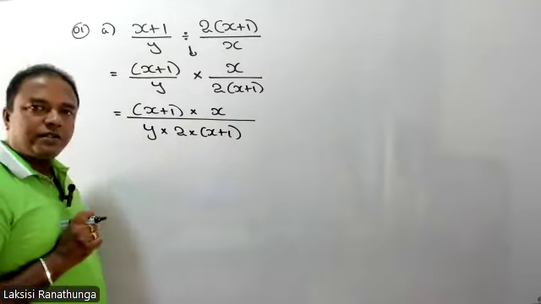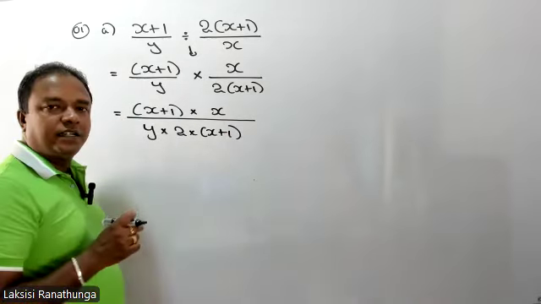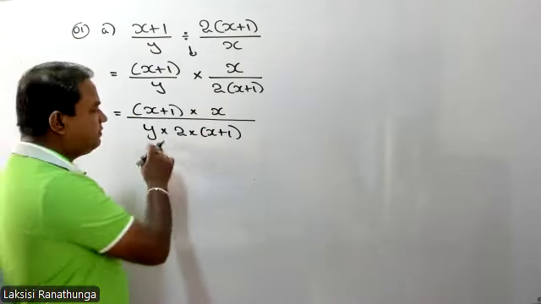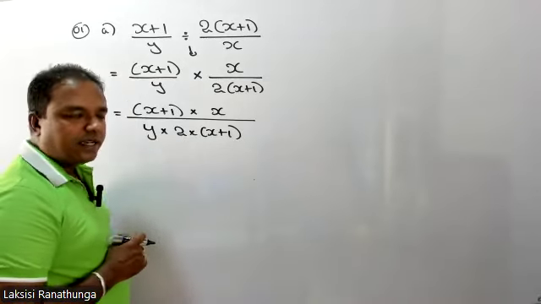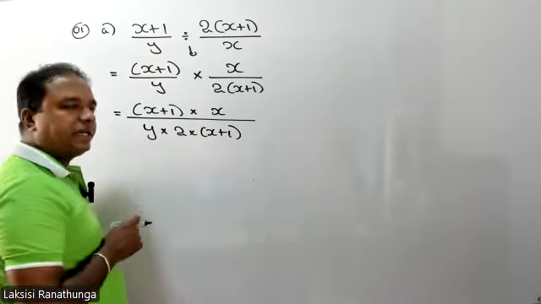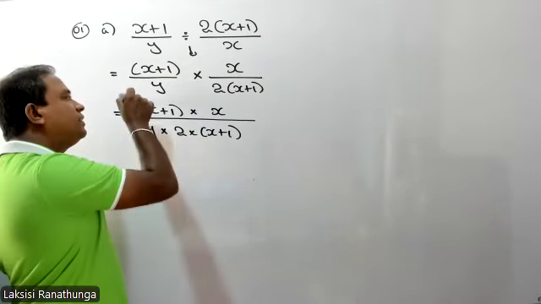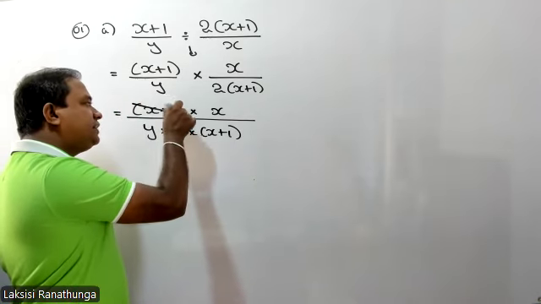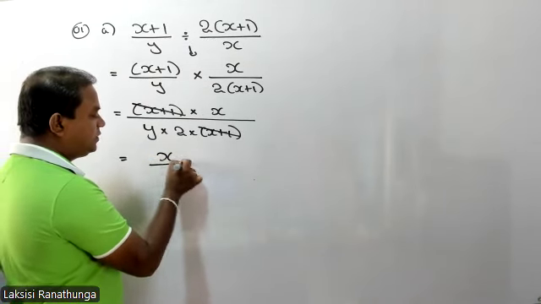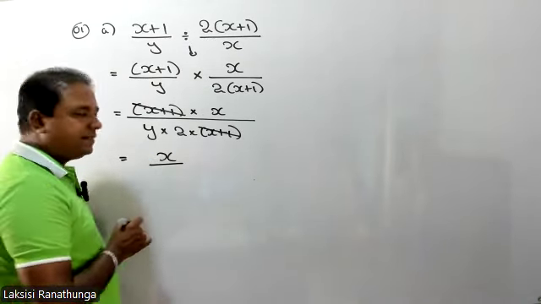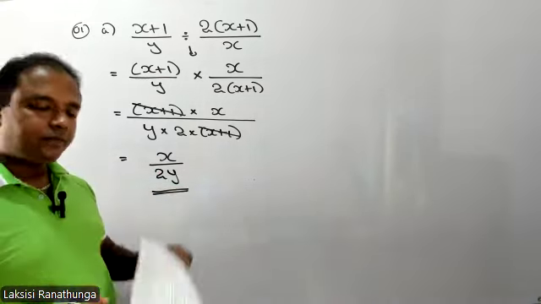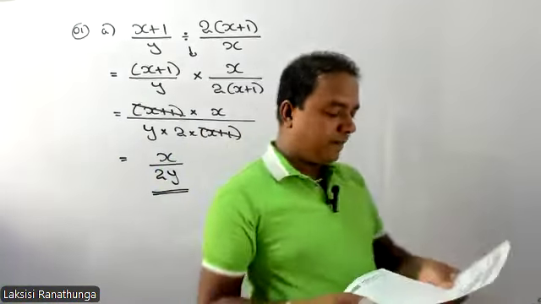Right. Now the numerator consists of a factorized expression, and the denominator also consists of a factorized expression. Therefore, we can divide both numerator and denominator by the same factor, x + 1. Then the numerator remains x, and the denominator remains 2y. So the answer is x over 2y. Right. Part B.